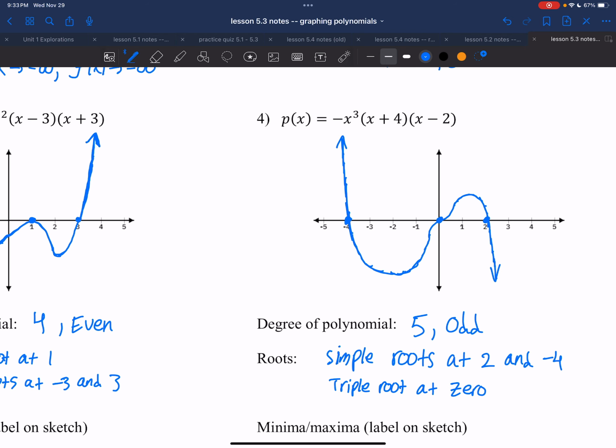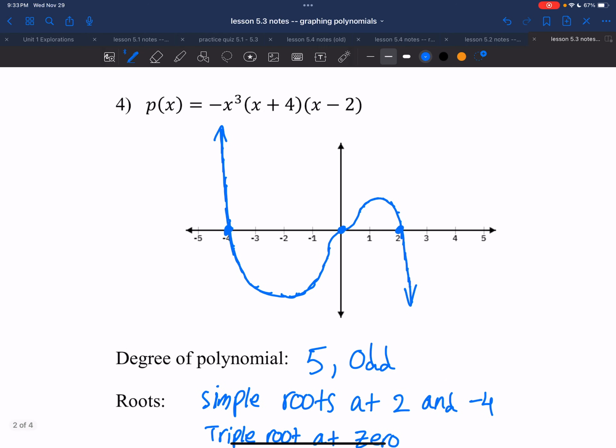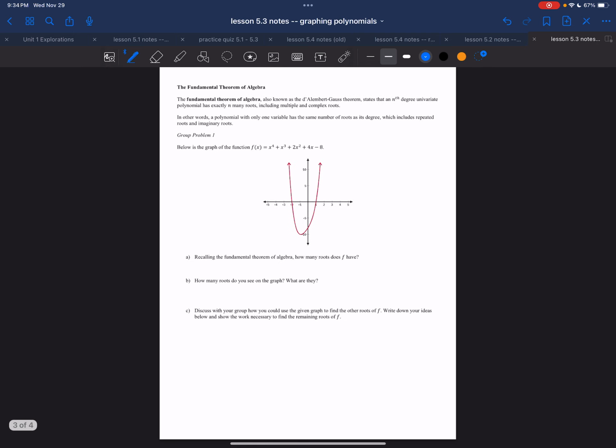Also, if I grade this at all, I'm not critiquing you on your squiggle. If it looks like a wiggle, you did it. Yeah? And be happy and proud. You're good. Okay? The function roughly looks like that. All right, let's move on.